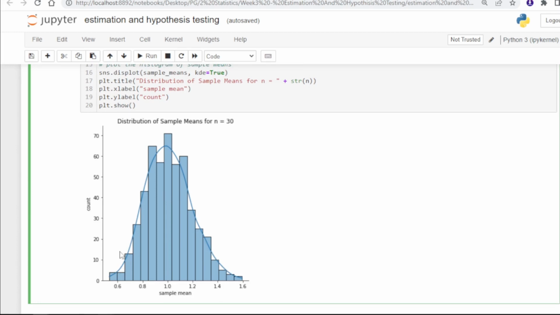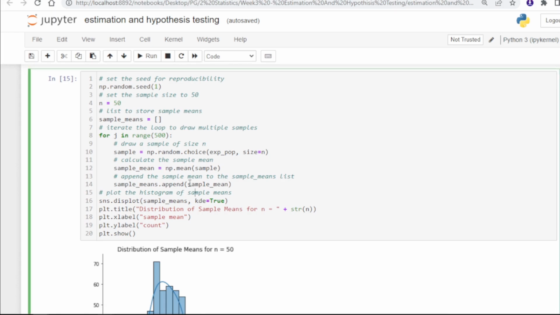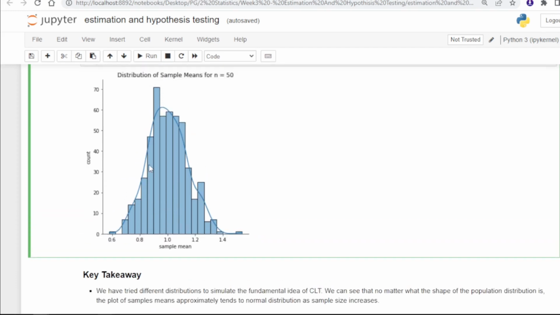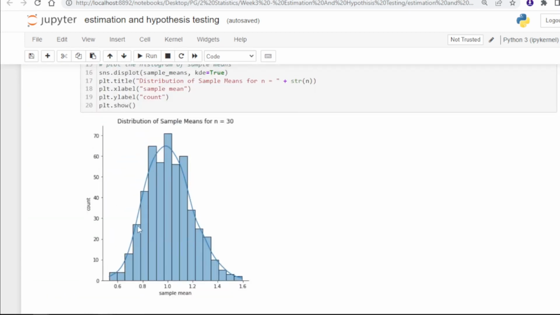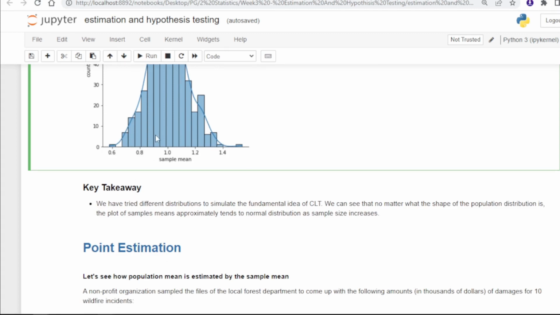Here you can see that it is quite close to normal, but now we just increased it up to 50. For 50 it is even closer. But compared to the earlier cases, the shape changed slightly here, and the curve is tending to the left side right now.